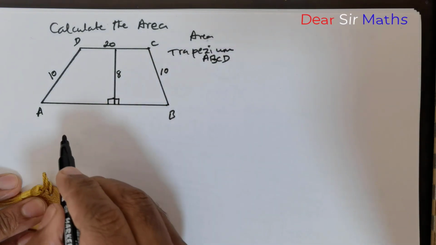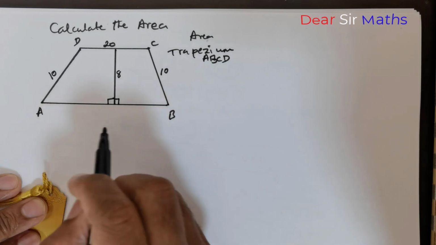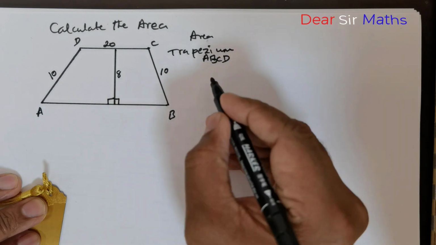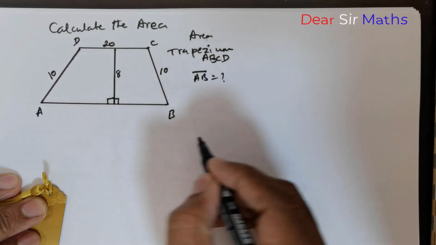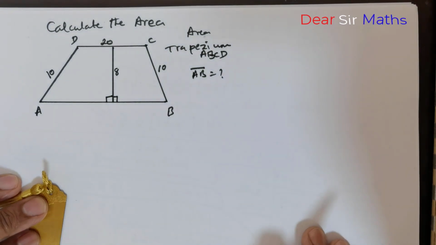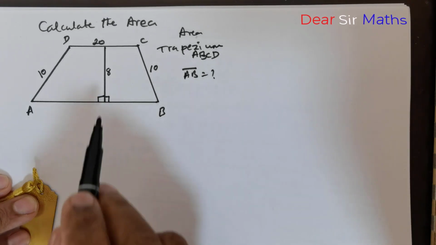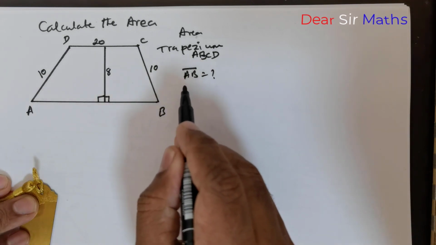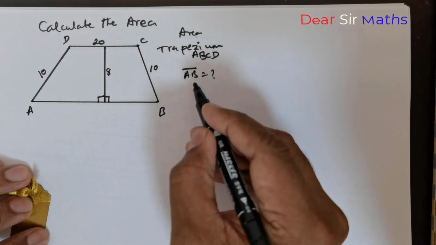And we are actually expected to find this entire base. So we don't know what that base is, right? If we know the base, then we can easily calculate the area. So the question is, how are we going to evaluate that? I hope you are able to understand this question. So this is the figure that is being given. We do not know what AB is, but still we are expected to calculate the area of the trapezium.